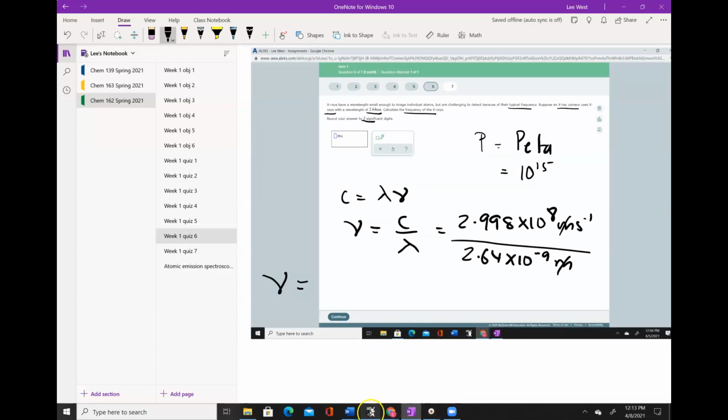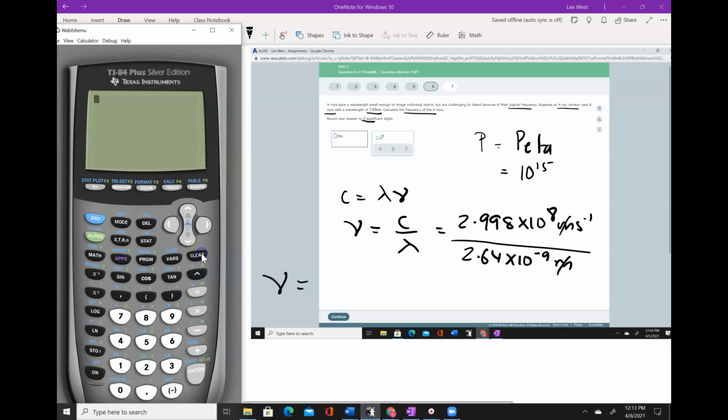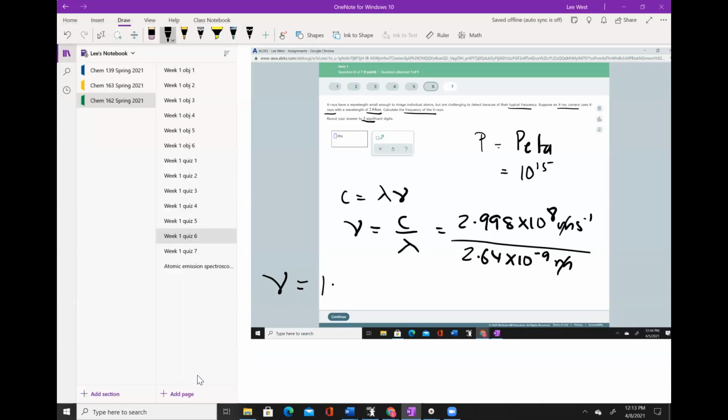So let's grab our calculator. 2.998 by 10 to the 8, that's the speed of light, divided by 2.64 by 10 to the minus 9. There we go. So we want 3 sig figs here: 1.14 by 10 to the 17 seconds to the minus 1. And hopefully by now you know that seconds to the minus 1 is the same as hertz, right?